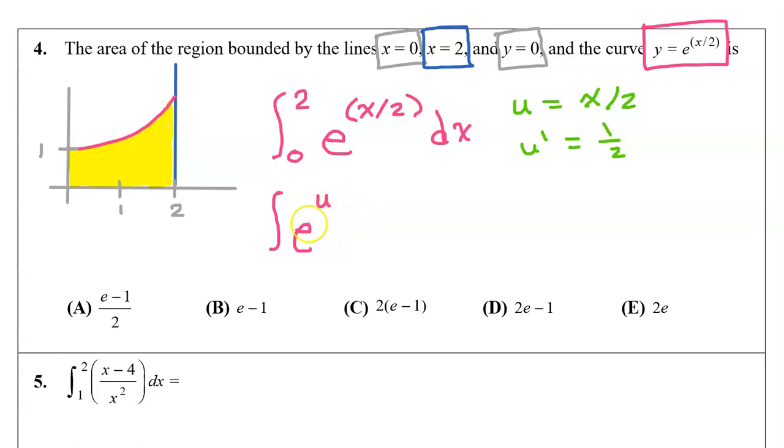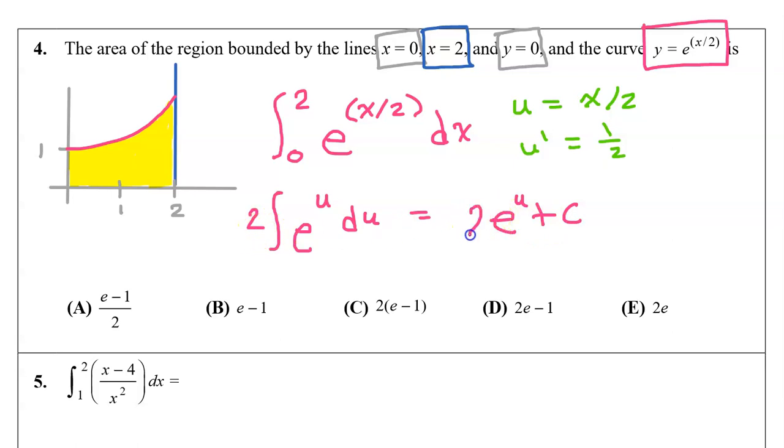So we have this, but instead of writing dx, we will write du divided by u prime, which is 1/2. However, dividing by 1/2 is the same as multiplying by 2. So I think I'll just do that immediately. And I will put that 2 out in the front of the integral. So this is an easy integral. The integral of e to the u is e to the u plus c. And we have the 2 that's out there.